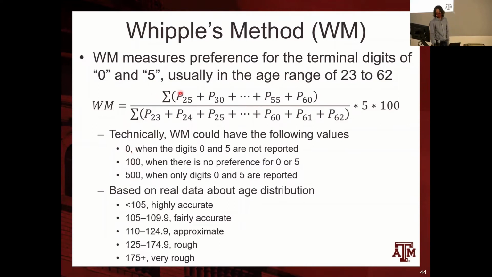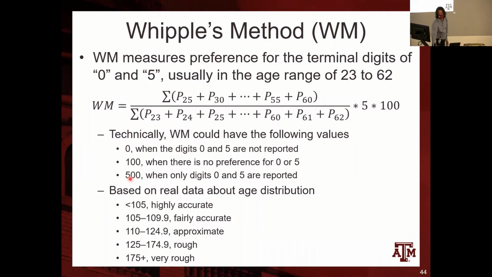When would we get 0 from this formula here? When we have a population where nobody reported being 25, 30, 35, 40, 45, 55, 60. When nobody reports those ages, the numerator is 0, divided by everybody else, and we get 0.